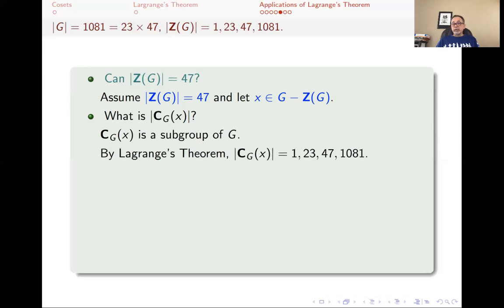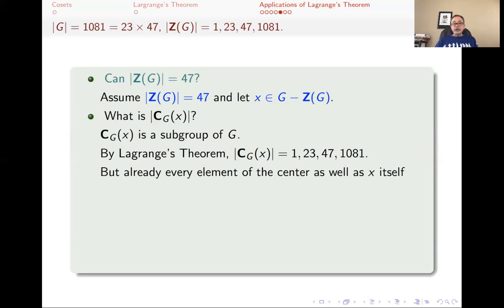And by Lagrange's theorem, the centralizer, just like the center before, because that was a subgroup, its order can only be 1, 23, 47, or 1081. But do we know already anything in the centralizer? Yes, we do. We know that every element of the center is in there, because an element of the center commutes with everything, including X. And we had assumed that the size of the center was 47. So we already know 47 things in the centralizer, so the size of the centralizer cannot be 1 or 23.